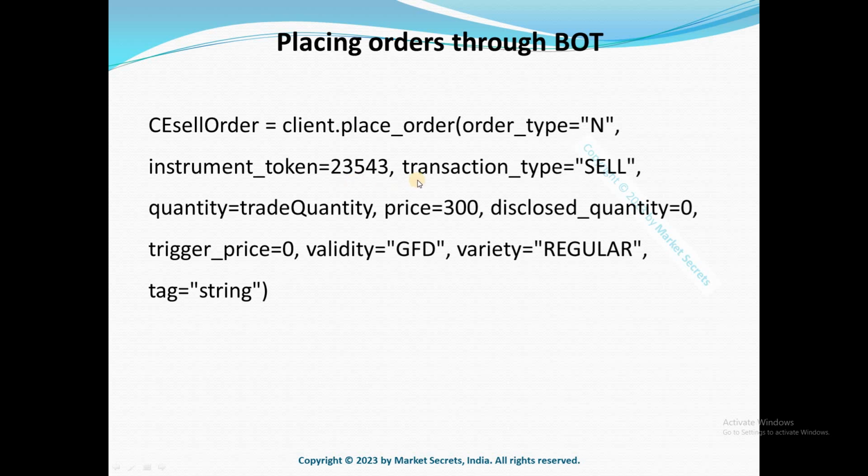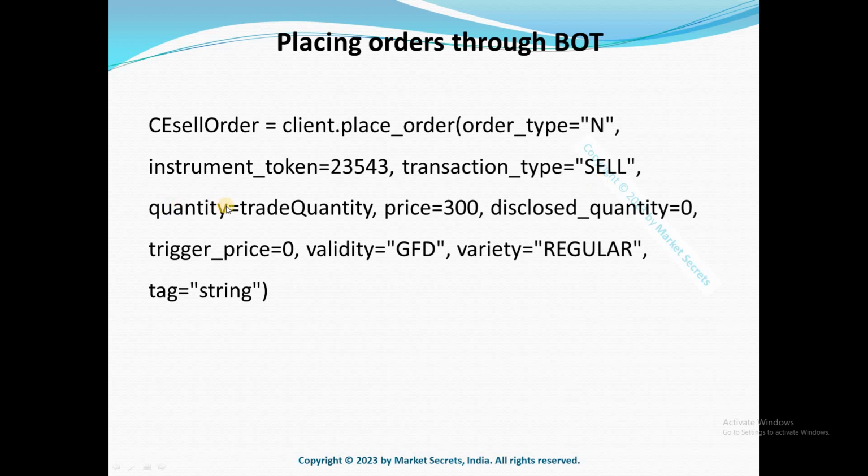And the next one is transaction type, which is nothing but the type of order, that is whether it's a buy order or the sell order. In this case, we are taking an entry into our trading, so we need to sell an option contract. So I'm mentioning sell as the value here. You can use buy as the transaction type while placing an exit order.